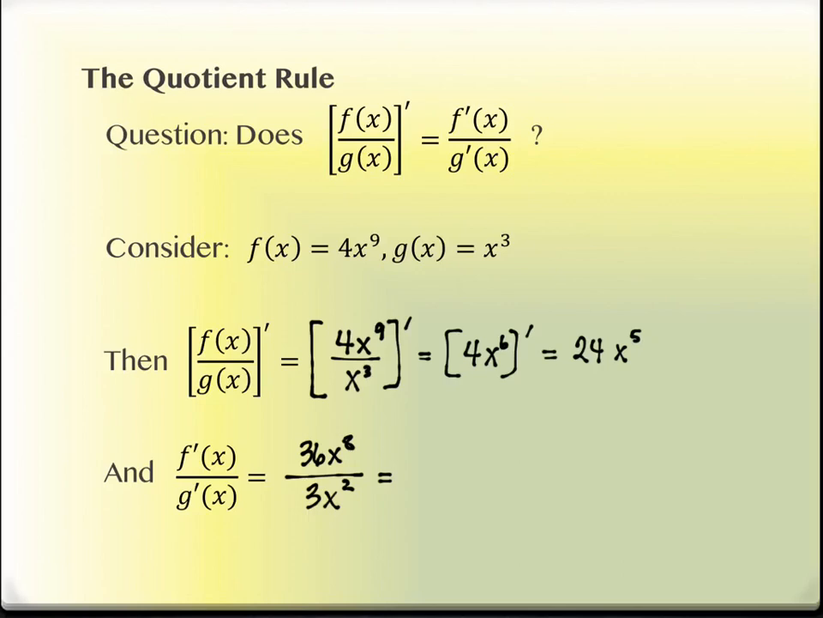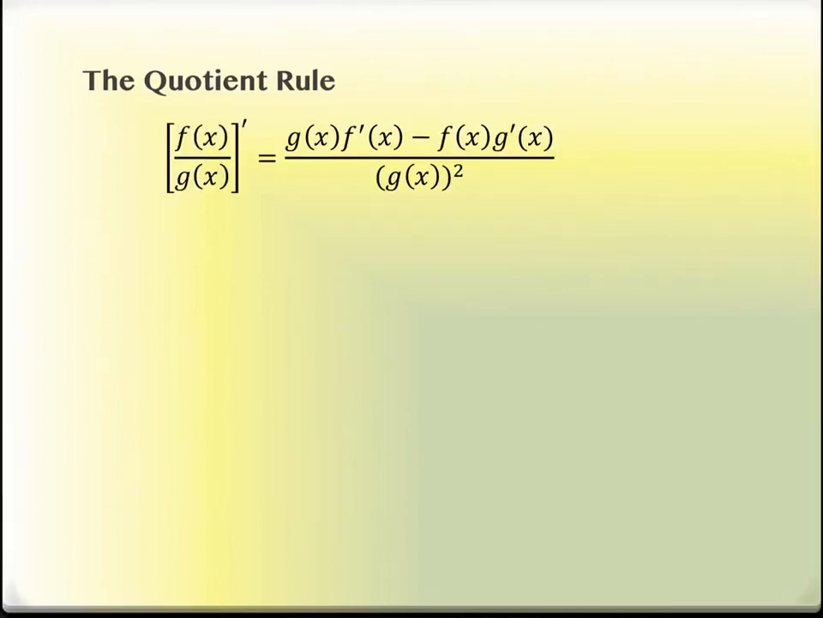And then we're going to divide. So what's 36 divided by 3? 12. And all of a sudden, it doesn't work, right? And just to further confirm it, the x to the 8th over the x to the 2nd is x to the 6th, right? So this does not equal this one. They're not the same. This is not the quotient rule. It doesn't work. So what is the quotient rule?